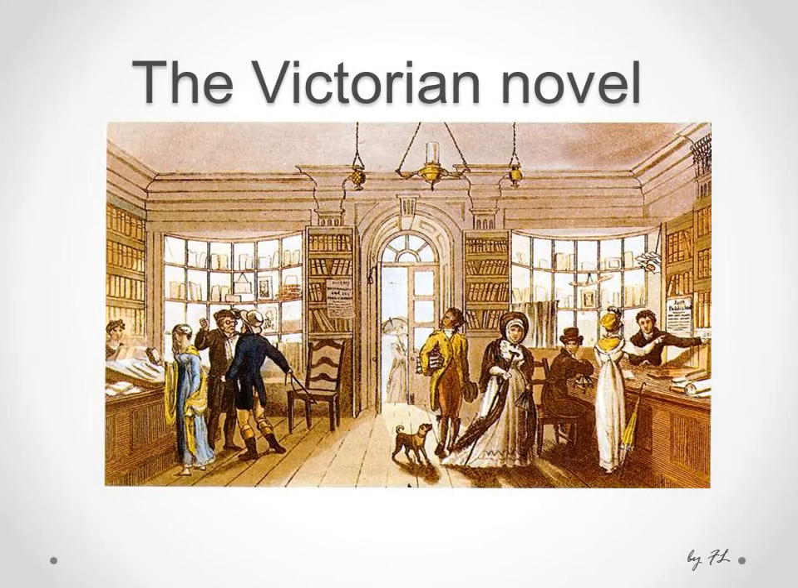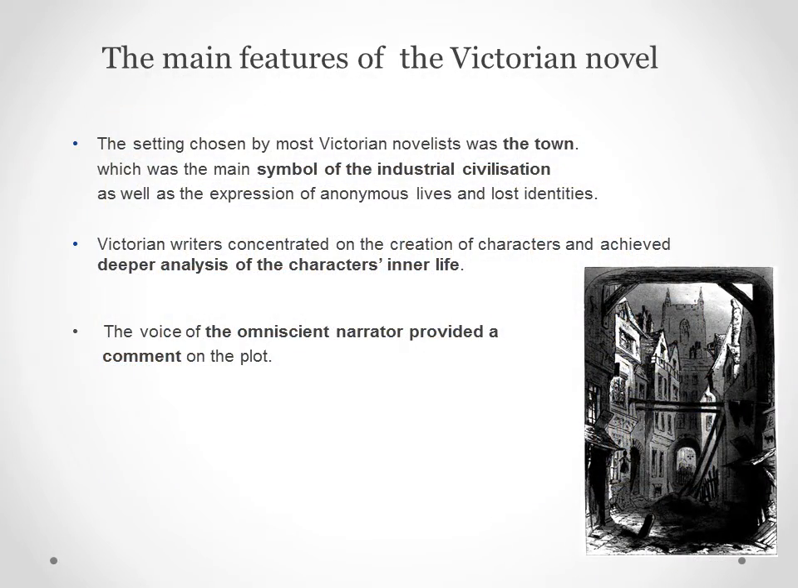The Victorian novel. The main features of the Victorian novel. The setting chosen by most Victorian novelists was the town, which was the main symbol of the industrial civilization, as well as the expression of anonymous lives and lost identities. Victorian writers concentrated on the creation of characters, and achieved deeper analysis of the character's inner life. The voice of the omniscient narrator provided a comment on the plot.